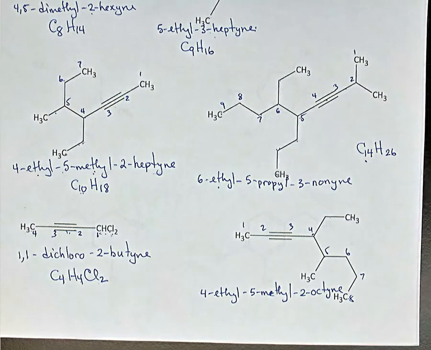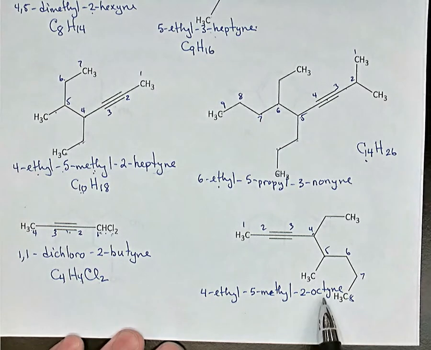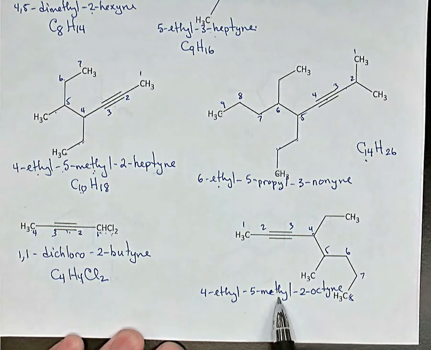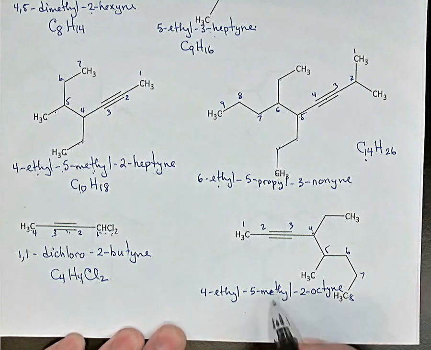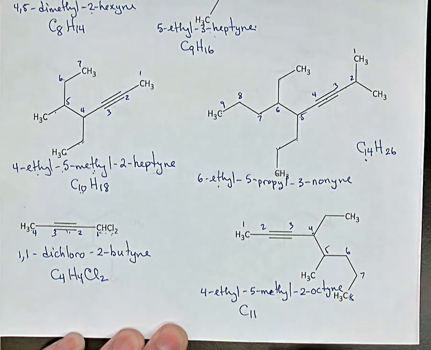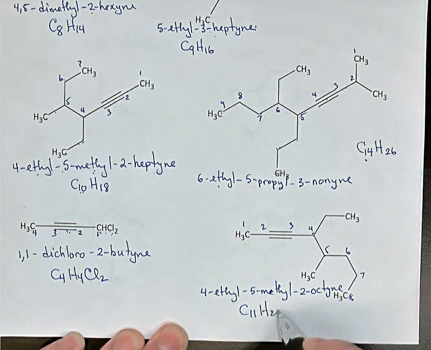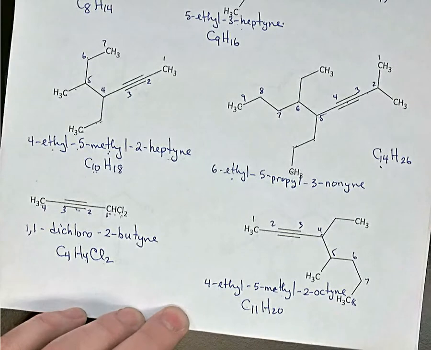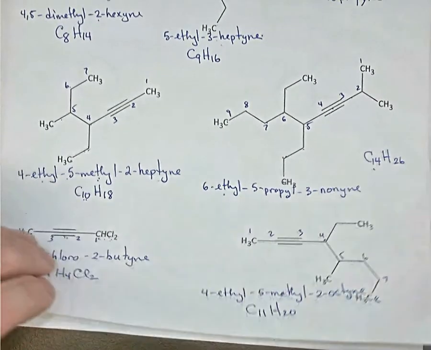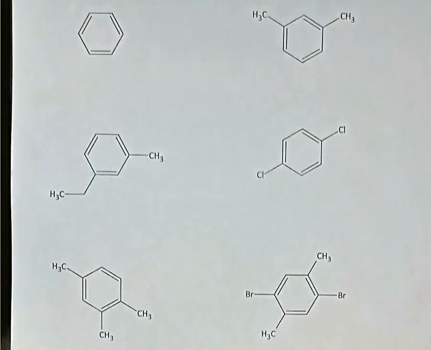All right, and its chemical formula, molecular formula, 8 plus 1 is 9, plus 2 more is 11, C11, and then twice that minus 2 would be C11H20. All right, so there's a bunch of alkyne examples.